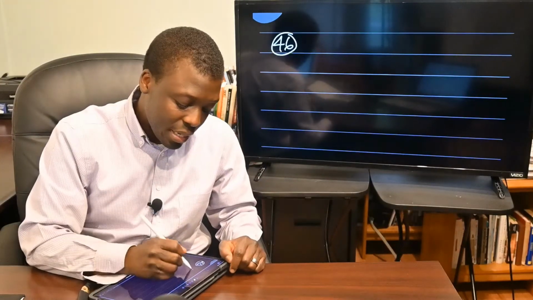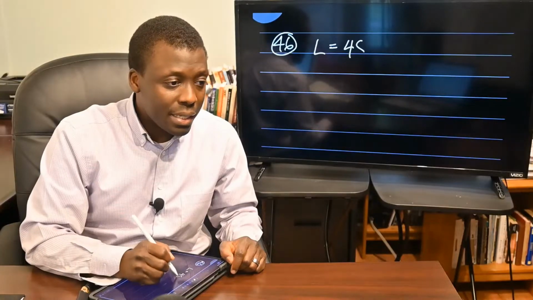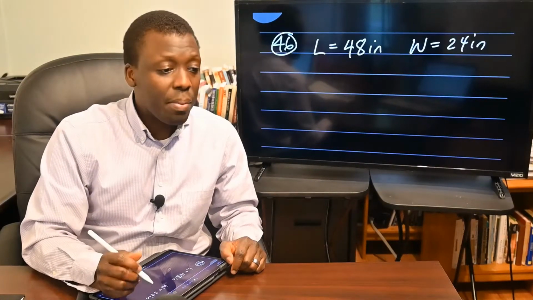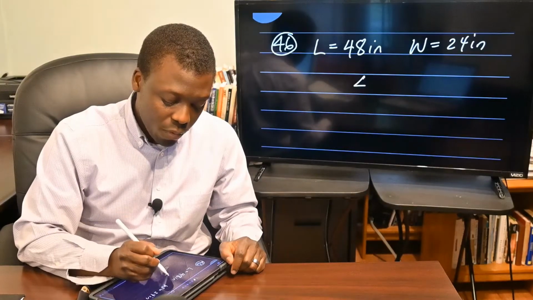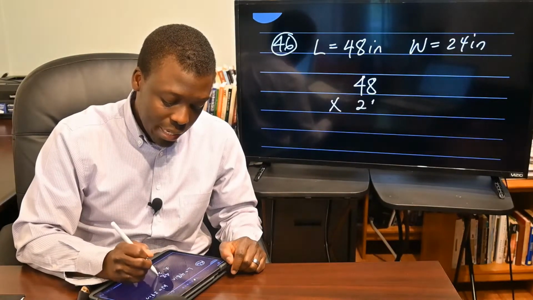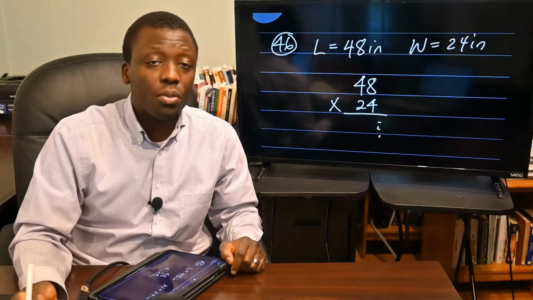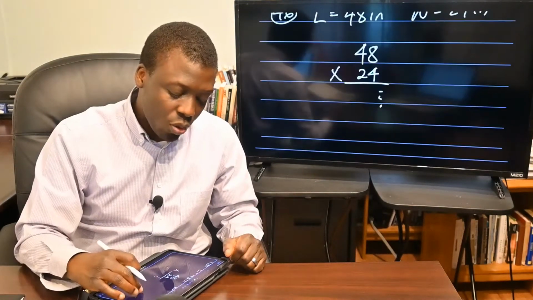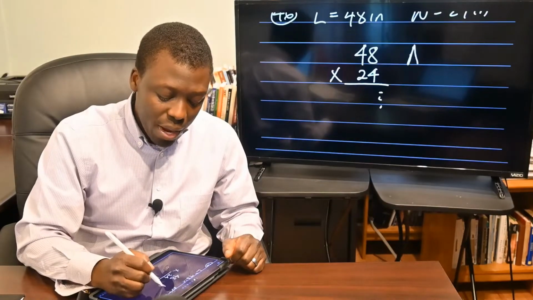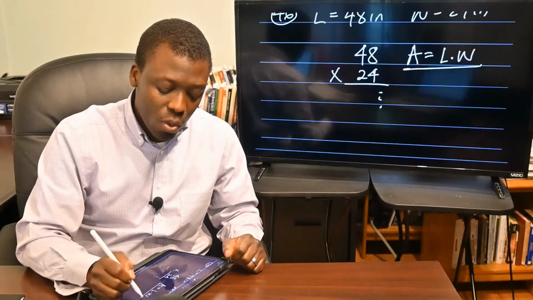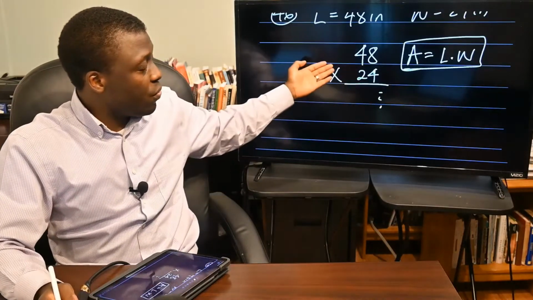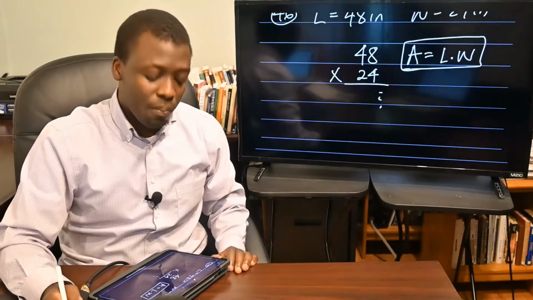Number 46. The length is 48 inches and the width is 24 inches. I recommend that you practice, use this as a warm-up for your multiplication, 48 times 24, and the rest you can follow the steps from your multiplication skills. So that's what you would do for number 46, because the formula for area is length times width. So because the formula is length times width, you can use 48 times 24.